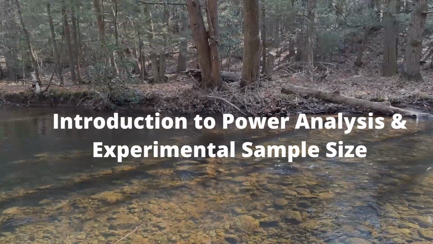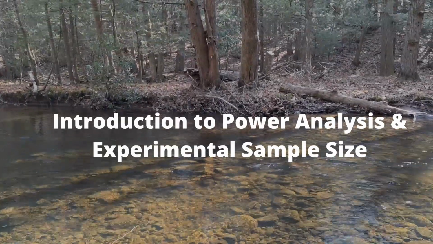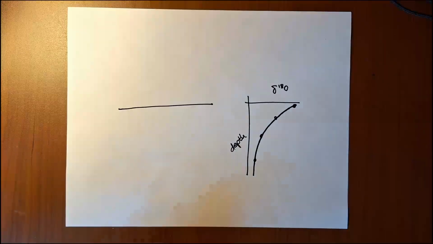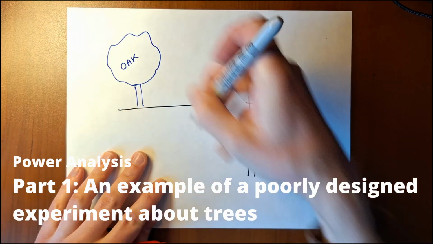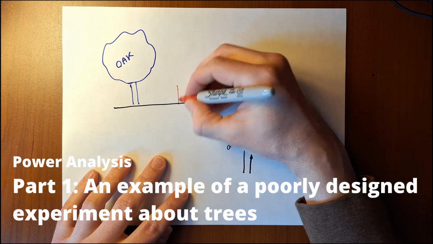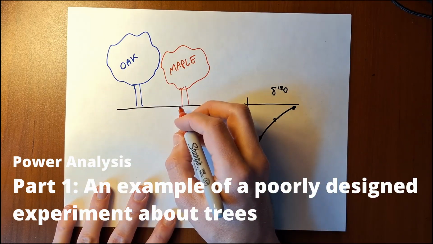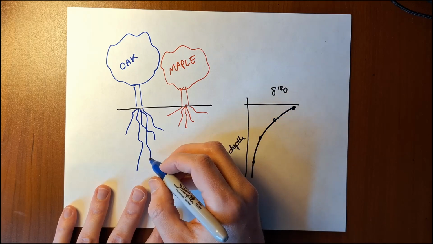Power analysis is one of the most important yet often overlooked aspects of experimental design in the environmental sciences and engineering. In the northeastern US, oak trees tend to grow mixed in with maple trees. Are these trees in competition for water, or are they avoiding competition?